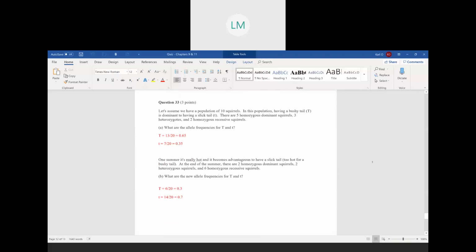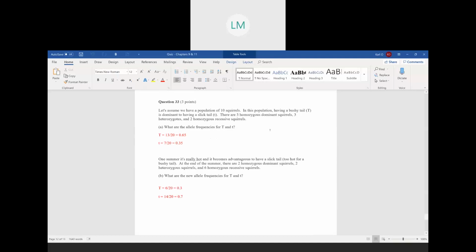Question 33, so we've got a population of 10 squirrels. In this population, having a bushy tail is dominant to having a slick tail. There are 5 homozygous dominant squirrels, 3 heterozygotes, and 2 homozygous recessive squirrels. We want the allele frequencies for the big T, the bushy tail, and the little t, the slick tail. So if we count up the number of big T alleles, there are 20 alleles total in this population because each individual has 2 alleles. So 10 squirrels, 2 alleles each gives us 20 total alleles.